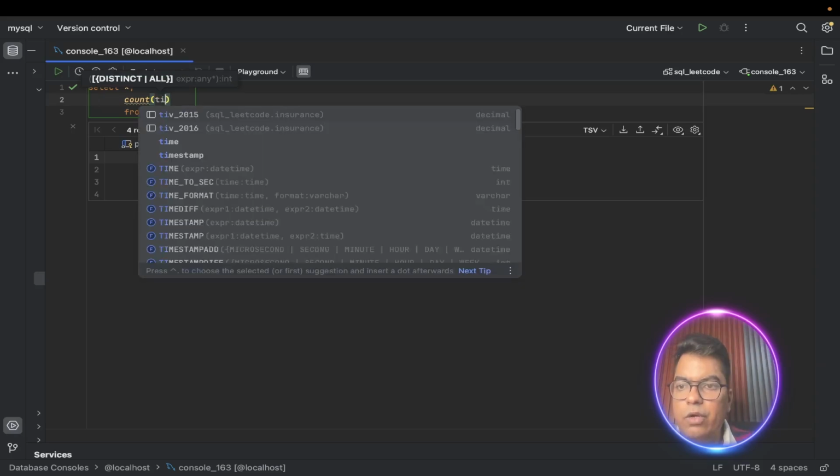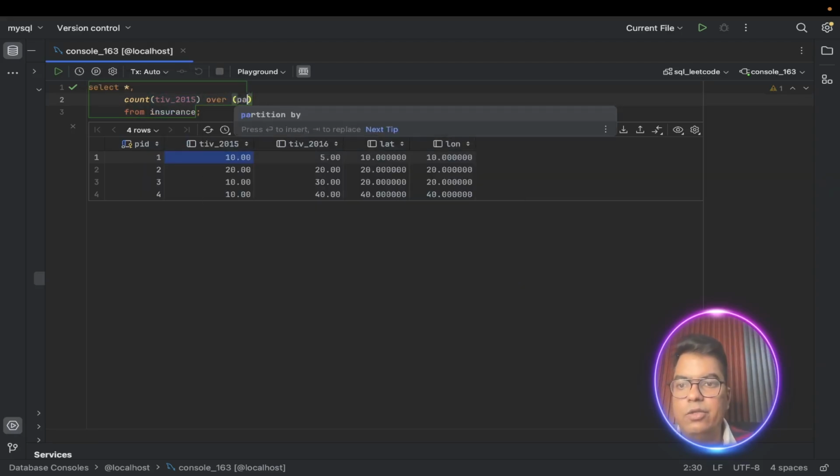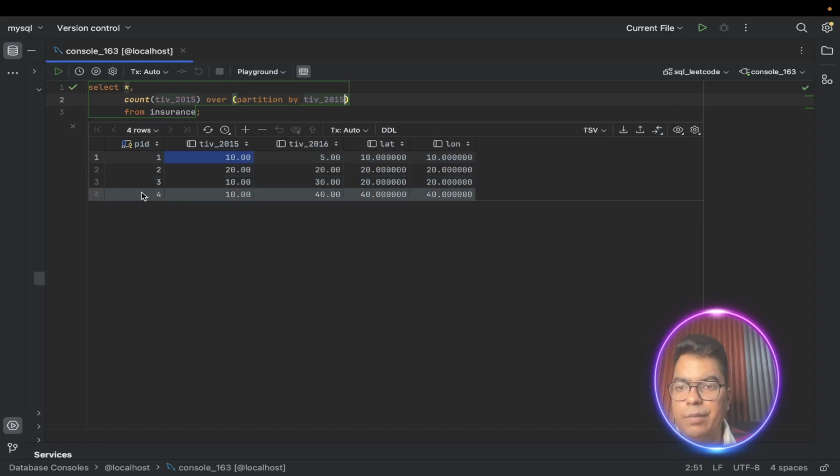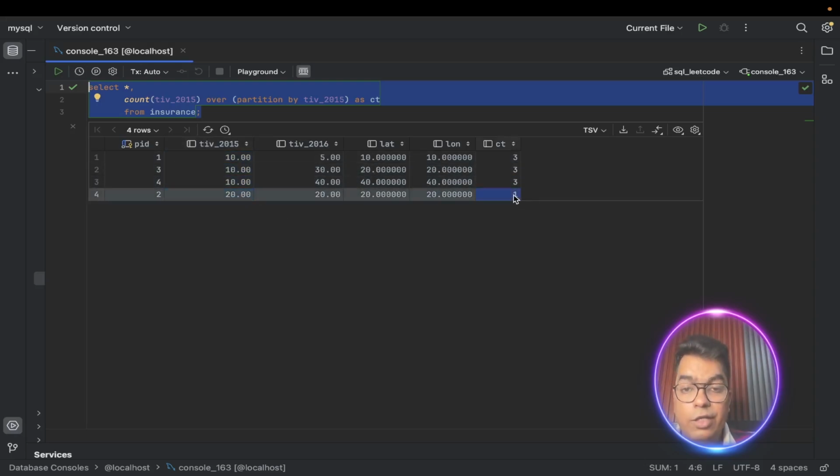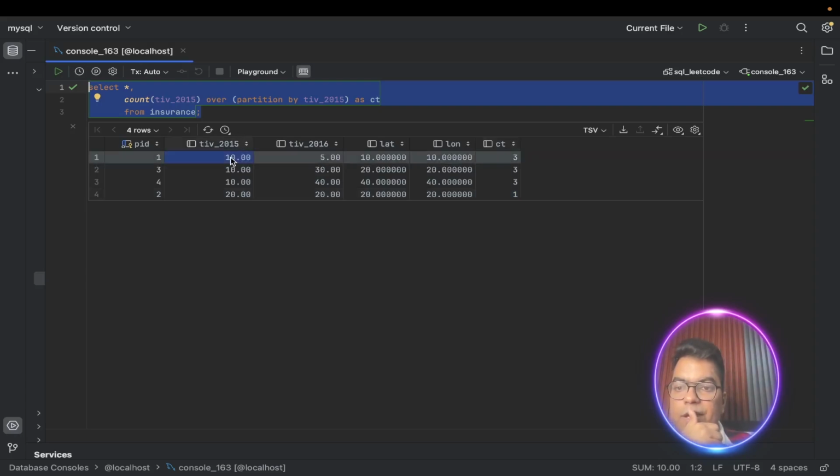Count TIV 2015 over, of course, partition by TIV 2015. Suppose this is a window; I'm going to count how many rows are there in this window. It is 3 as CT. If I run this query, I know that this 10 has been repeated thrice, including itself. This 10 is also thrice, this 10 is also thrice, and this 20 is 1. What do I need to check? I need to check that this CT has to be greater than 1, not equal to, greater than 1, so that I know this value has been repeated in another policy holder's value as well.